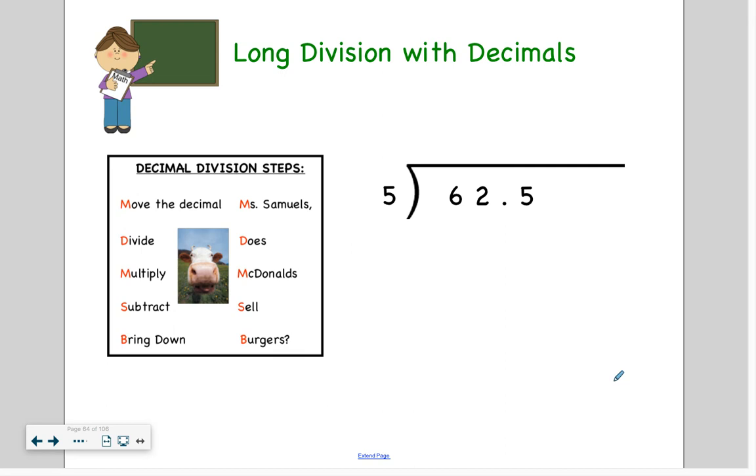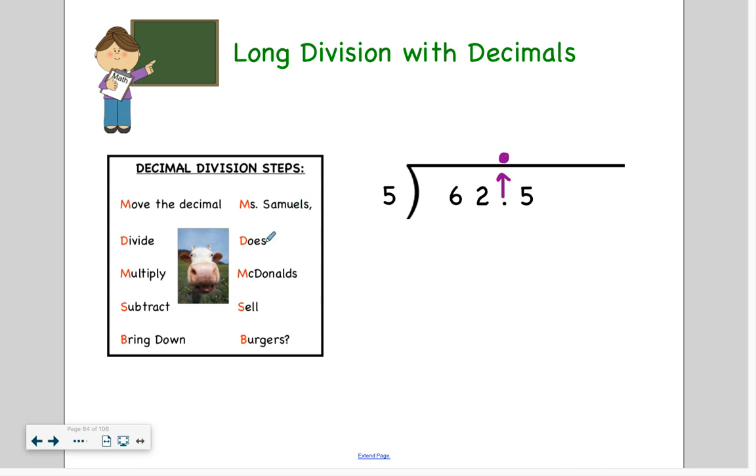So our first step, move the decimal. Ms. Samuels, we need to move our decimal from our division problem to the top. So first you move the decimal up. Then you are pretending that this problem here is just 625 divided by 5. You're completely ignoring that decimal because you've already moved it to keep its place in your answer.